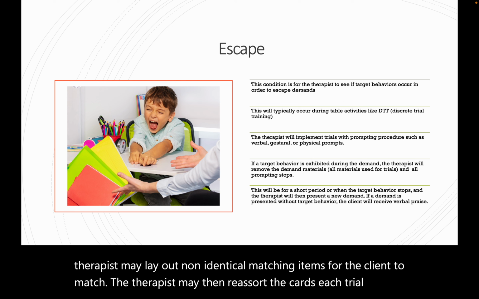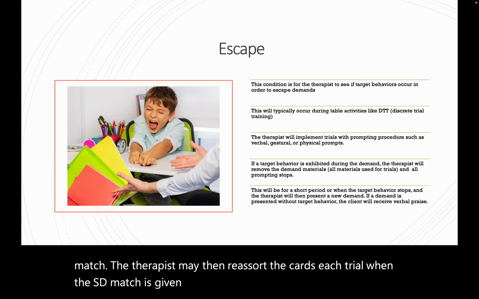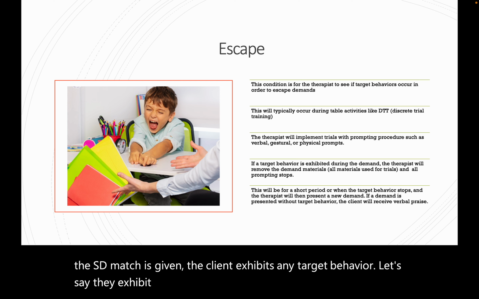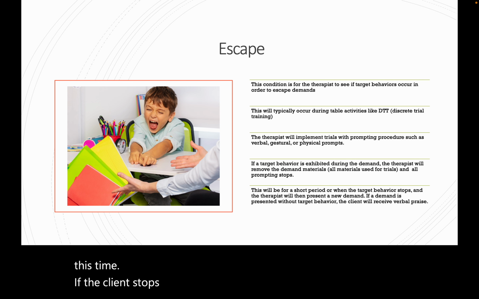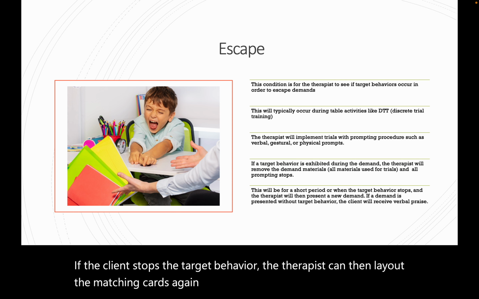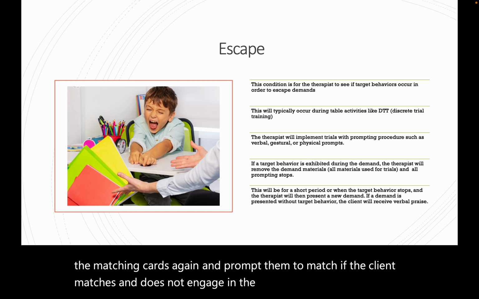When the SD match is given, the client exhibits any target behavior, let's say they exhibit flopping, then the therapist will remove the matching cards from the table and will not prompt the client at this time. If the client stops the target behavior, the therapist can then lay out the matching cards again and prompt them to match. If the client matches and does not engage in the flopping behavior this time, then the client would receive verbal praise.